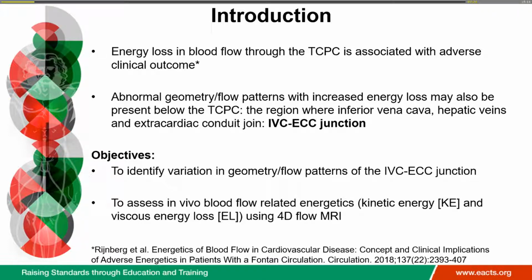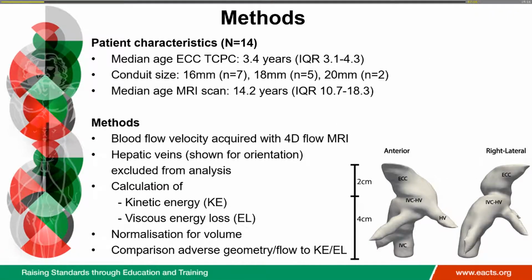The objective of the study was to assess the geometry and flow patterns in this region and to determine the blood flow's kinetic energy and viscous energy loss using 4D flow MRI. The study included 14 patients, and the patients' characteristics are described above.